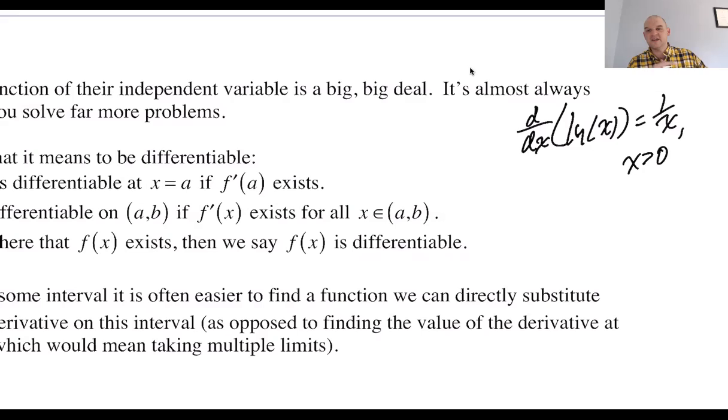Why does that have to be the case? Because the domain of natural log of x is x greater than 0. So the derivative can't exist where the function doesn't exist, because that doesn't make any sense. Like, how could you have a tangent line at a point where the function doesn't exist? How could the function have a slope at a point where the function doesn't exist? So we need that domain restriction.